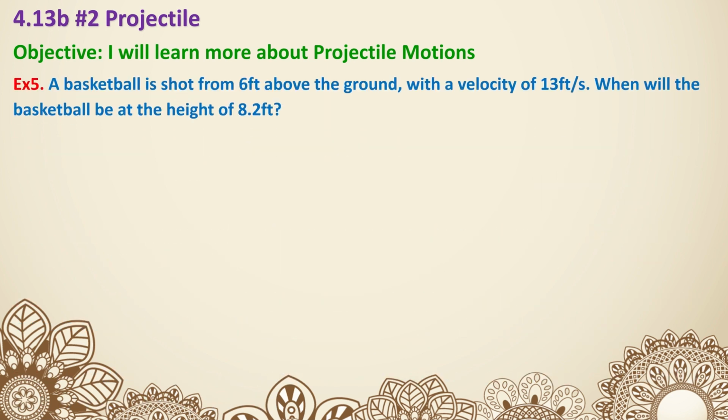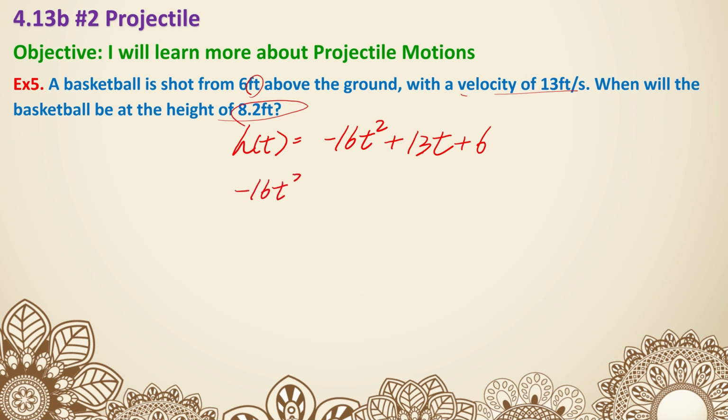Moving on, example 5. A basketball is shot from 6 feet above ground. Let's set it up. Since it's feet, h of t equals negative 16t squared plus 13t plus 6. It is asking when it's going to be at a height of 8.2. So negative 16t squared plus 13t plus 6 equals 8.2.